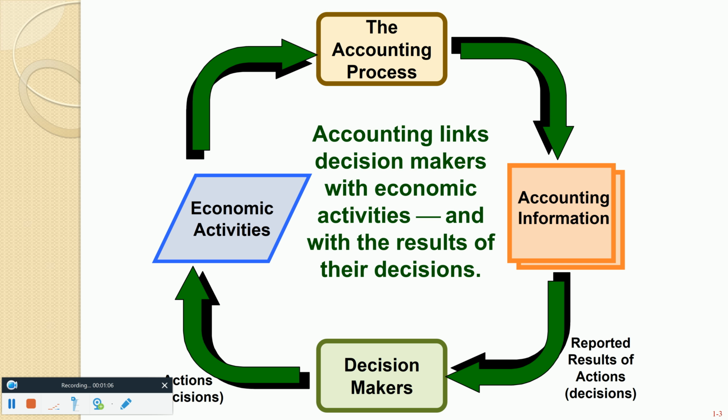And as you can see, it's just a process. We take the economic activity, which is basically the business transactions, and we record them in accounting information. And then, of course, decisions are made. All right? And it's an ongoing loop. This is called the accounting cycle.